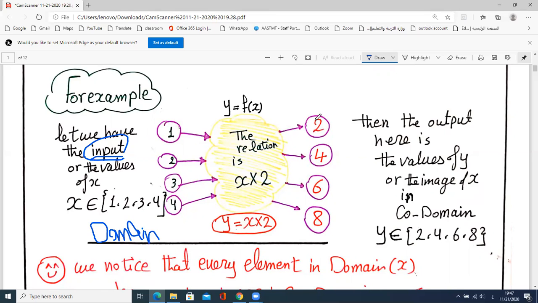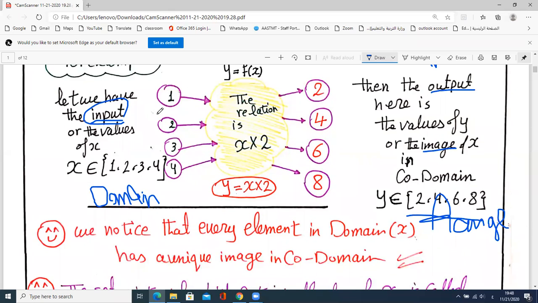Okay. After going through the process, we get the image or the values of y, which are 2, 4, 6, 8. Then the output, we call the values of y the output or the image. That's the word image. Okay, the output or the image of x in codomain, which are the values 2, 4, 6, 8. And these values of y, we call it range. So what is the meaning of range? It's a set or interval which contains the values of y.